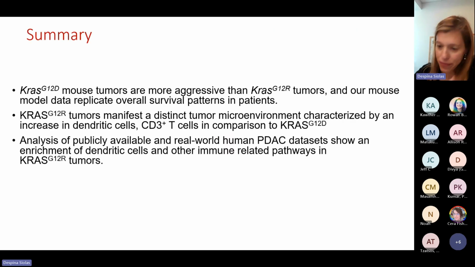So in summary of this part, G12D mouse tumors are more aggressive than G12R tumors, and our mouse model data replicate overall survival patterns in patients. G12R tumors manifest a distinct tumor microenvironment with an increase in dendritic cells and T cells in comparison to G12D tumors. And analysis of publicly available and real-world human data sets also shows an enrichment of dendritic cells and other immune-related pathways. So we're further exploring this.